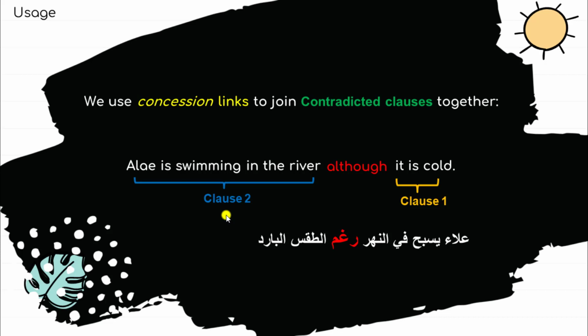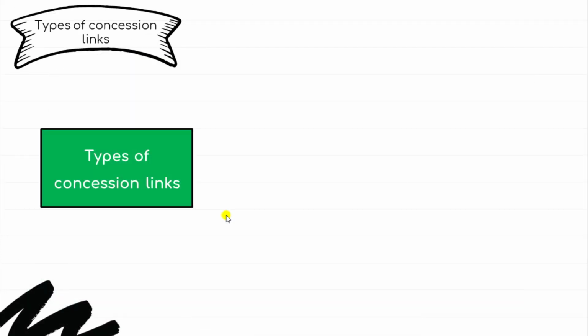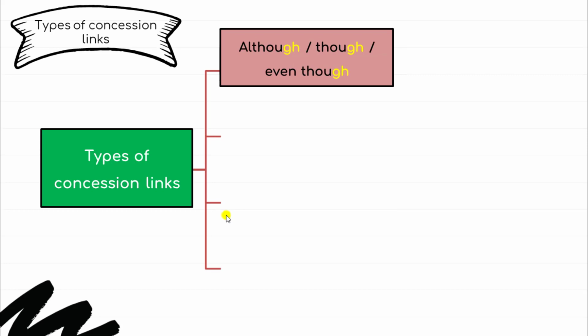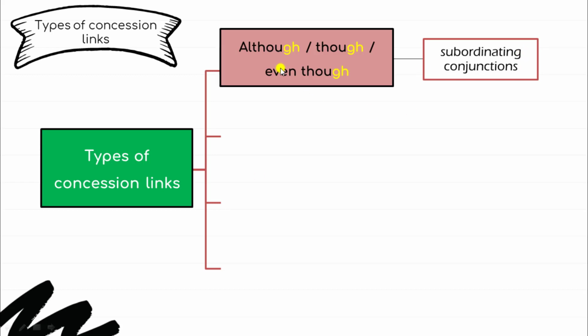Now let's jump to the types of concession links. Concession has got many types of linking words, and each is used within a different and specific structure. Let's start by learning those linking words first. Although, though, even though.